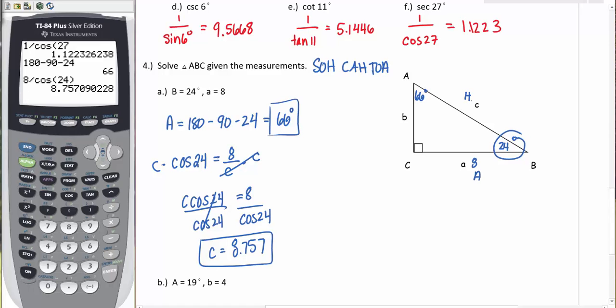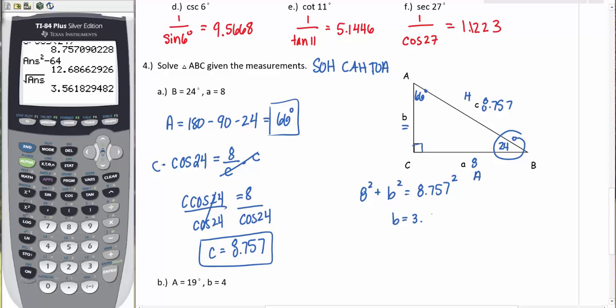So then the last piece that we need to find is b. Well, you could use trig again, or you have 2 of 3 sides of a right triangle, so you can use Pythagorean theorem. So it's going to be 8 squared plus b squared equals 8.757 squared. And then you're going to solve for b. And you get b equals 3.562. So that's how you solve for all the missing sides.